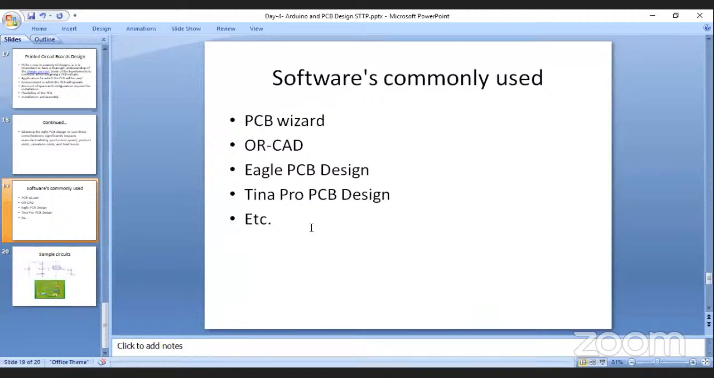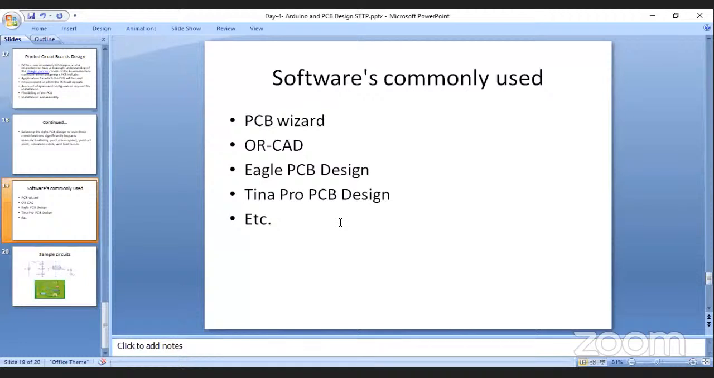Other than that, there is one more, Express PCB. Yeah, you can also make use of Proteus, right? That also provides the provision of making the schematic as well as the layout of the PCB. That is also possible. But at the beginner level of conceptualization and understanding, you should start with the basic software, as I told before.